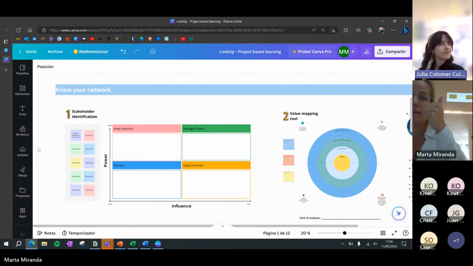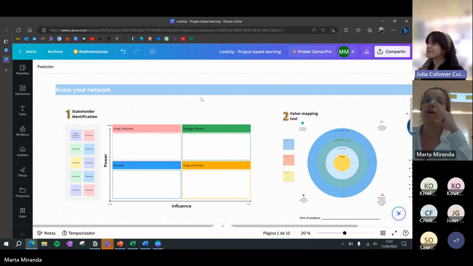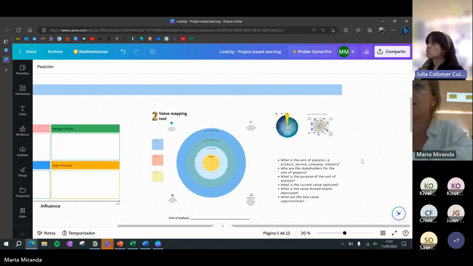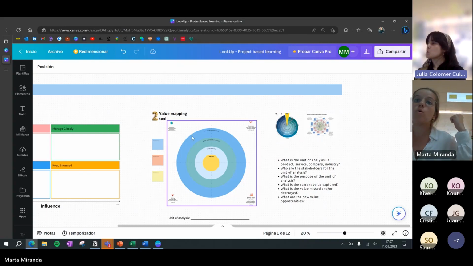So first, you have to list all the stakeholders of your company and then classify them into the power influence grid that we saw today. If you have any doubt of the tools apart from this explanation, you can go again to our session because it's been recorded and you can see the explanation and solve all your doubts. So first thing, stakeholder identification. Second thing, we are going to do a rewind to the last session and do a value mapping tool with the stakeholders.